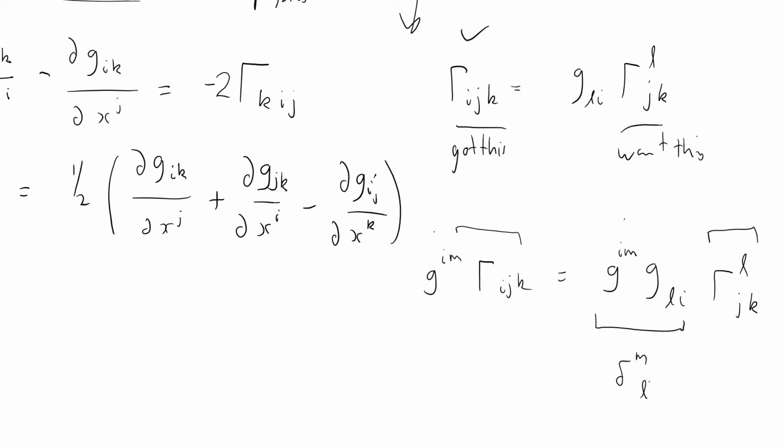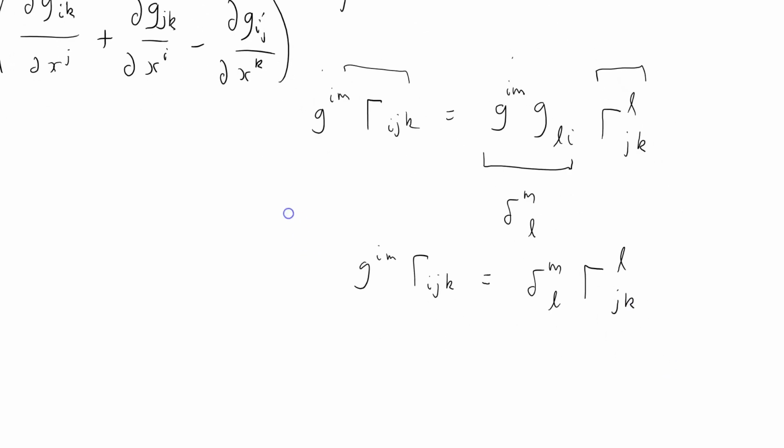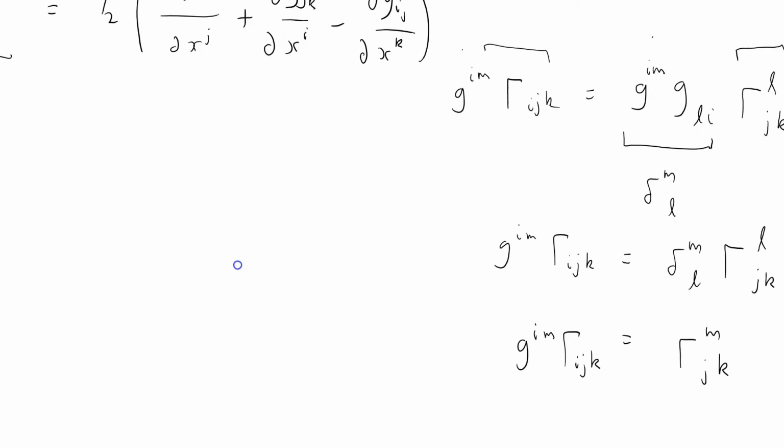m l. So what have we got left? We've got that g im gamma ijk equals delta m l times the Christoffel symbol that we want, which is this. And of course that's equal to gamma m jk. g im gamma ijk. Well, that's quite nice. So the M is a free index, it's summed over I on the left hand side, and J and K are subscripts on either side.